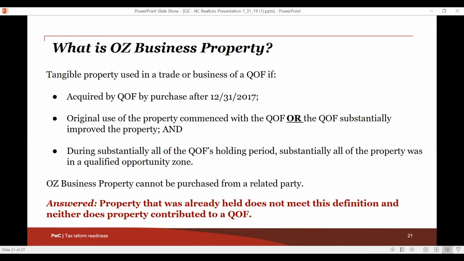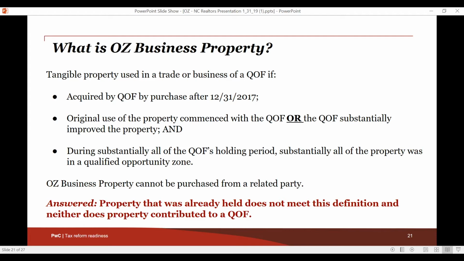In order to qualify as tangible property used in a trade or business, like I said, the property must be purchased after 12/31/17. The property's original use either commences with the Qualified Opportunity Fund, or the Qualified Opportunity Fund substantially improves the property within a 30-month window. So this means if you buy an existing structure for $100, within 30 months, you need to put an additional $101 into that structure. That's their definition of substantially improved.